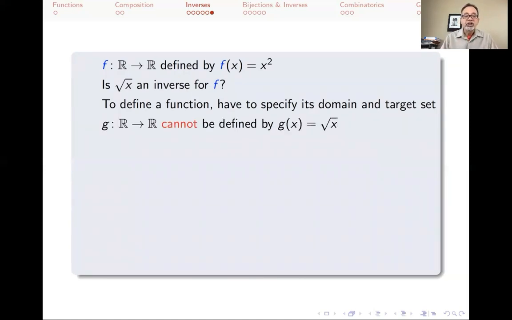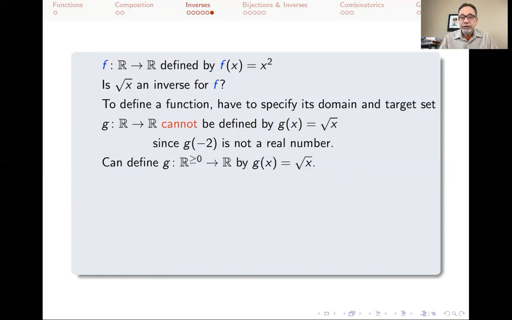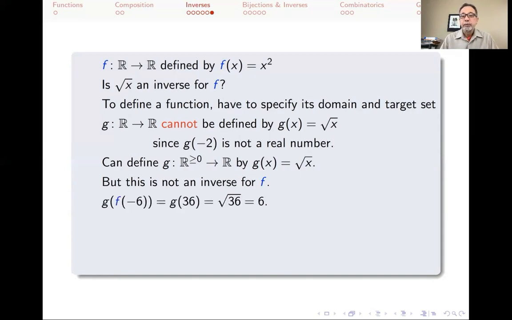I can't say g goes from R to R because if g of x is square root of x, I can't plug in minus 2. This function does not have its domain the real numbers. I could define g to be going from non-negative real numbers to R because those are the numbers that I can plug into square root and get a real number. I could define it that way, but this is not an inverse for f. And why is that? Because if you apply f to minus 6, you will get 36.